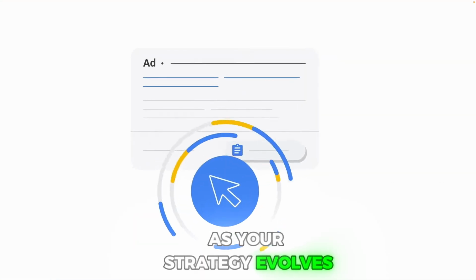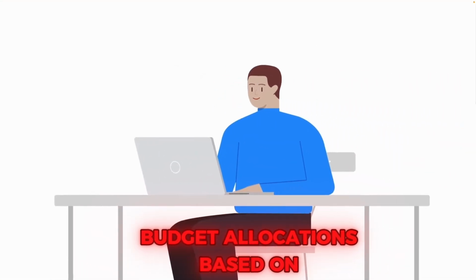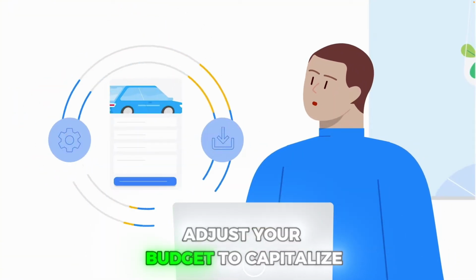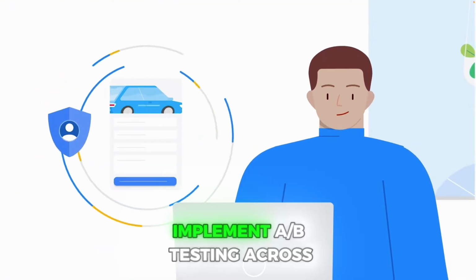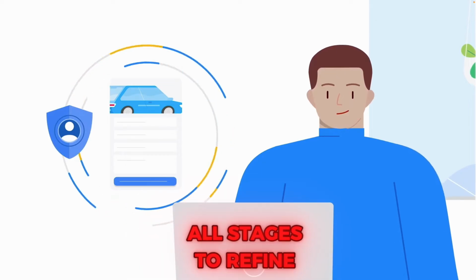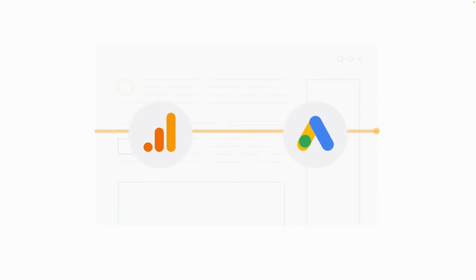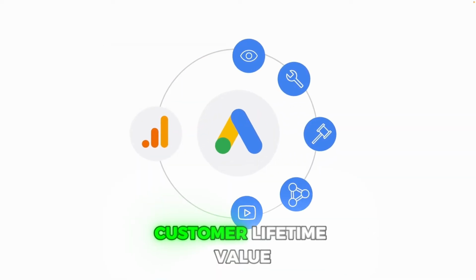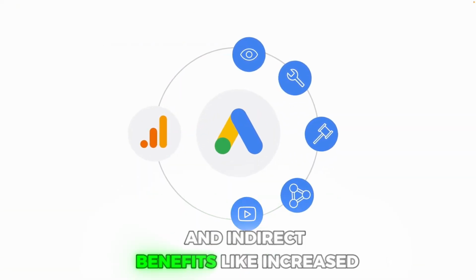As your strategy evolves, be prepared to shift budget allocations based on performance data. If one stage shows higher ROI, adjust your budget to capitalize on this. Implement A/B testing across all stages to refine ads and improve ROI. Use Google Analytics alongside Google Ads to gain deeper insights into user behavior and campaign effectiveness. And maintain a holistic view of the ROI that includes brand impact, customer lifetime value, and indirect benefits like increased search traffic.